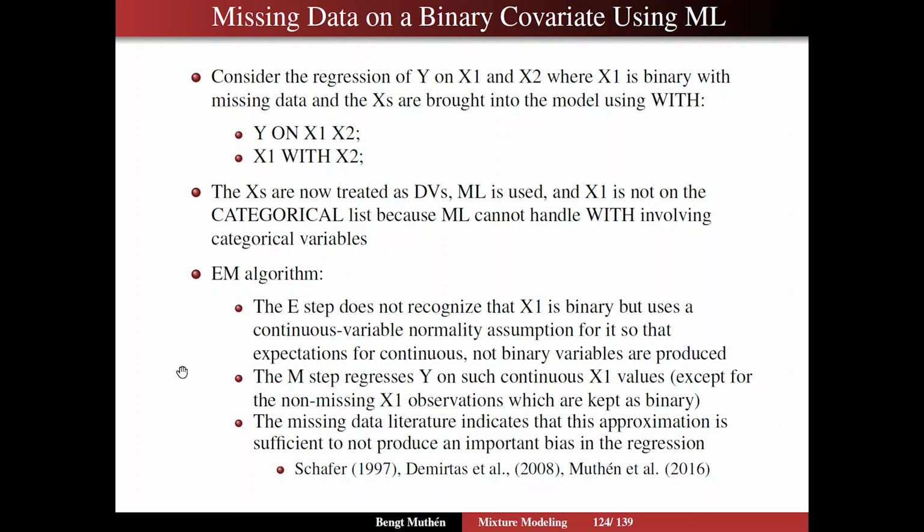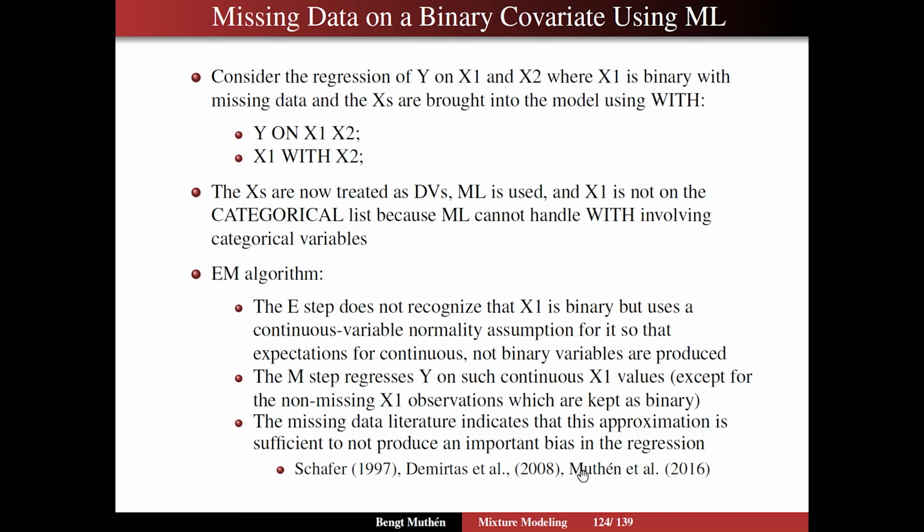So that's an approximation that's being made. But there is missing data literature that indicates that this approximation is sufficiently good to not produce an important bias in the regression. And I give some references here from Joe Schafer's book, and Demirtas has an article, and those references are given in our book, the Regression and Mediation Analysis book from 2016.